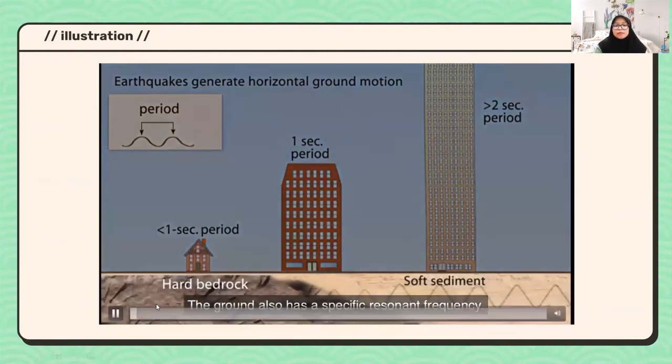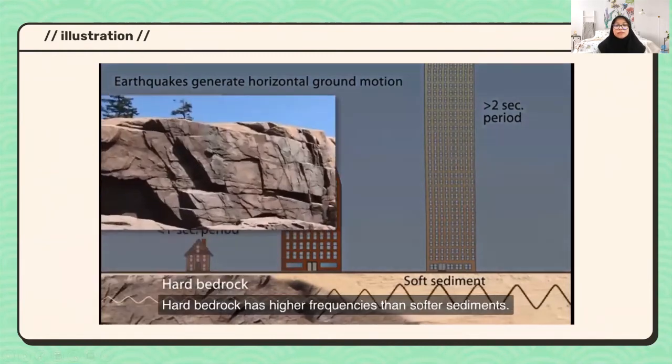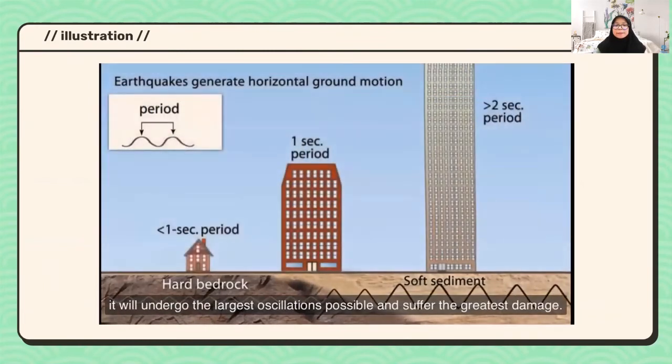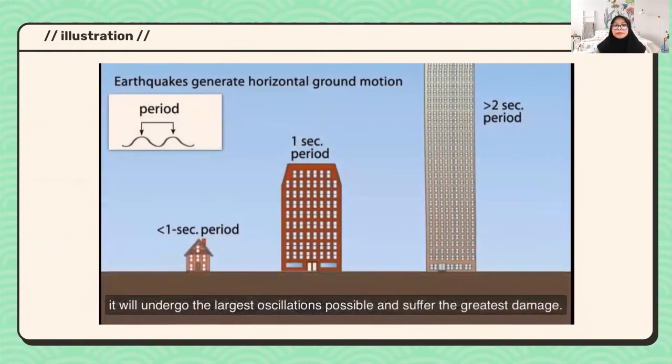The ground also has a specific resonant frequency. Hard bedrock has higher frequencies than softer sediments. If the period of ground motion matches the natural resonance of a building, it will undergo the largest oscillations possible and suffer the greatest damage.